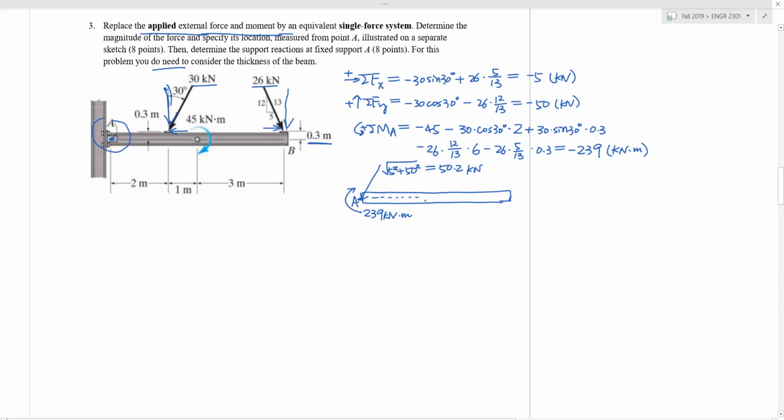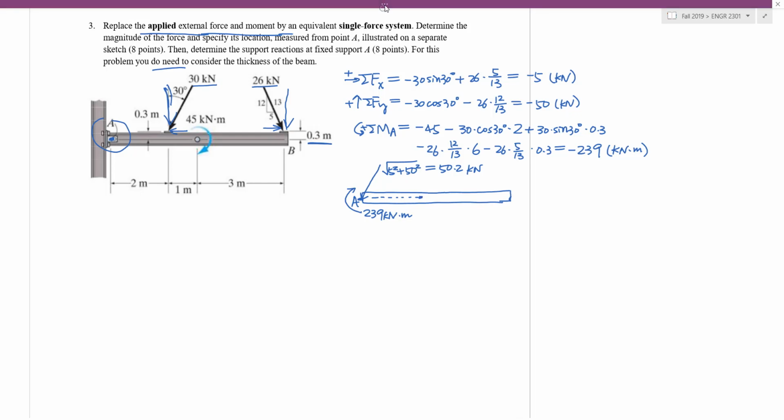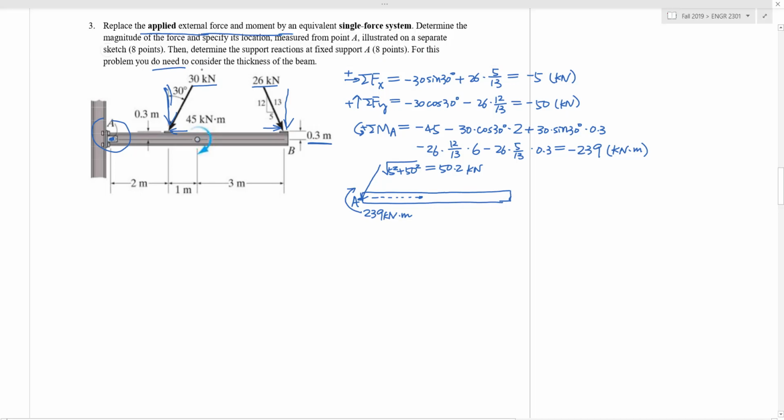So this is point A right here. We're going to move it a little bit away from point A so that the vertical component of this resultant force will be able to create that 239 kilonewton meter moment. Therefore, this force placed at this location alone has not only the equivalent force, but also creates the same moment about point A. What happens is its own vertical component creates exactly 239 kilonewton meter moment about point A.